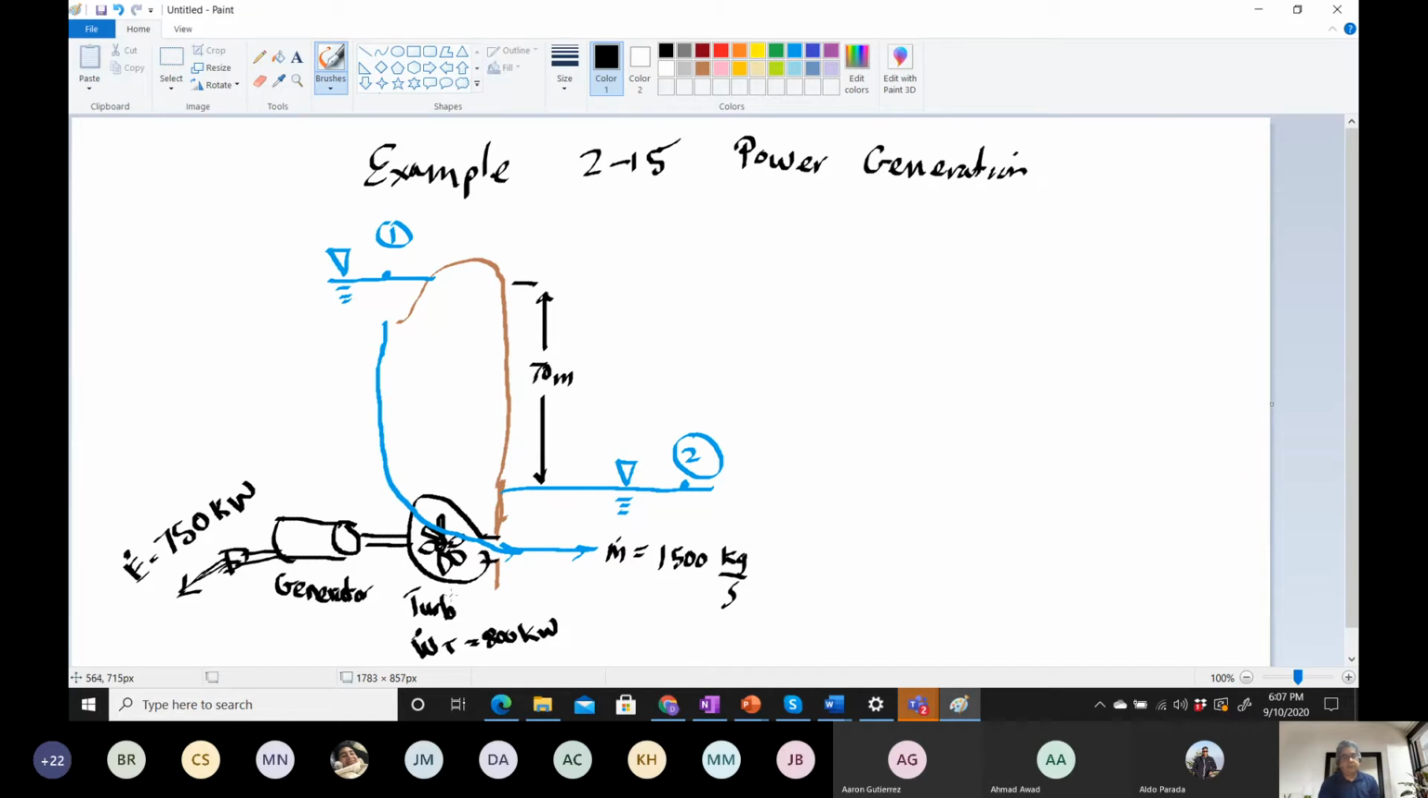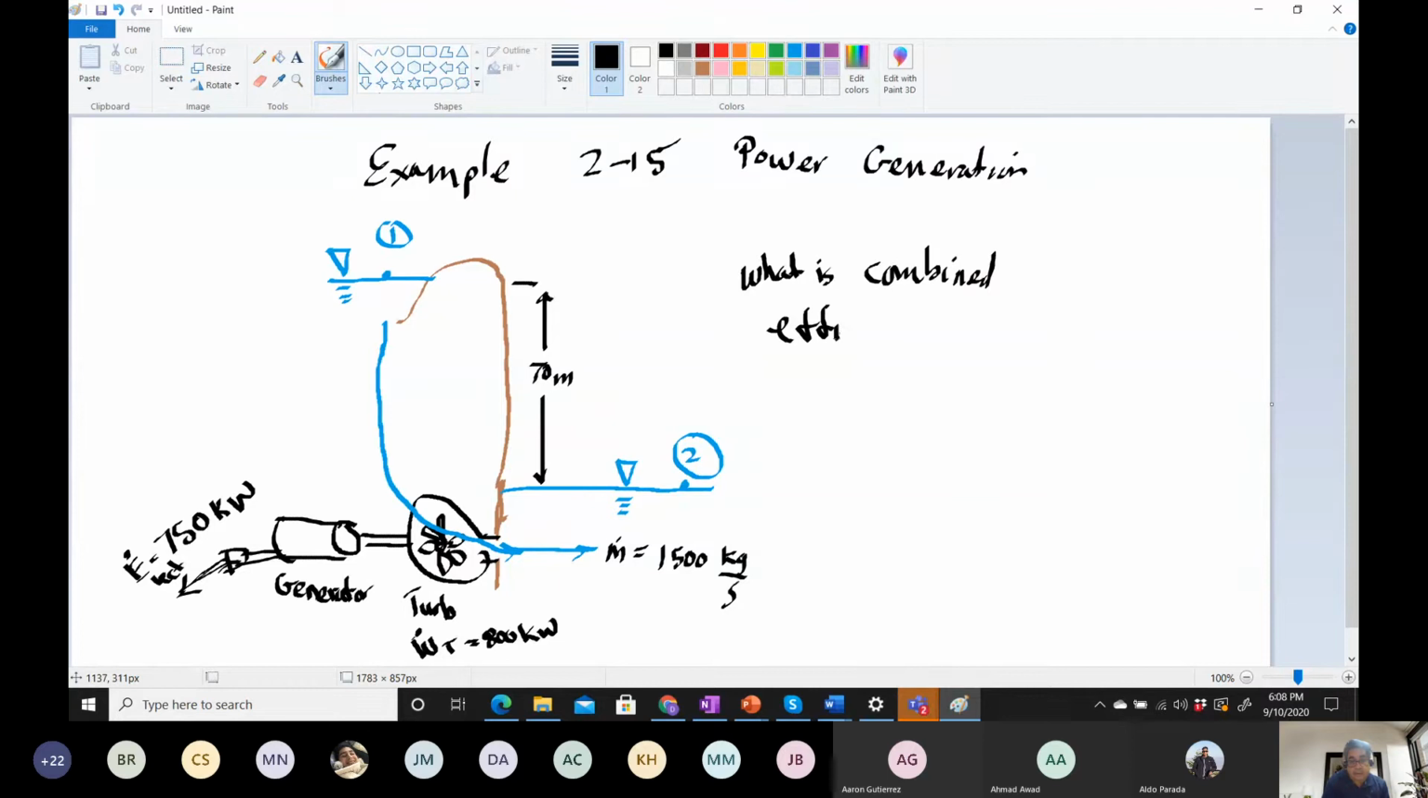The turbo generator is producing 800, but then there are some losses, right? This is the work of the shaft, but there are some losses associated with the generator. So there's a little bit less that we recoup in terms of electric power. This is electric. Right. So then we want to find what's the combined efficiency.